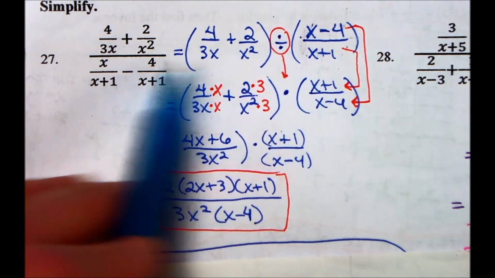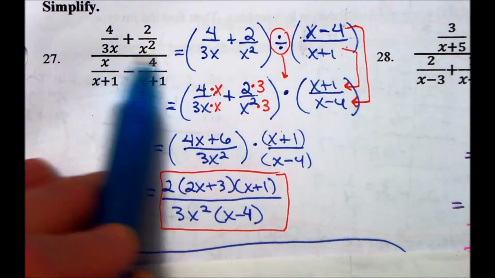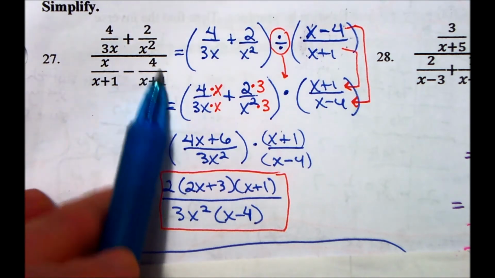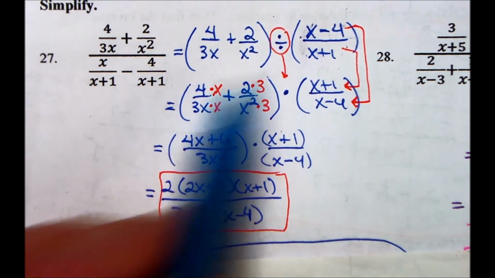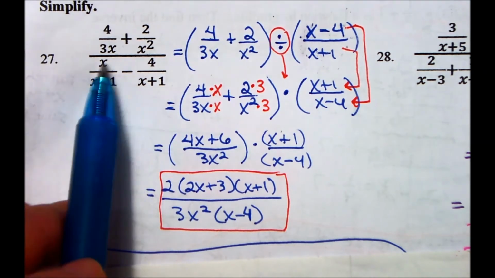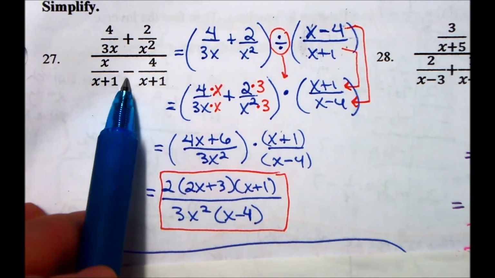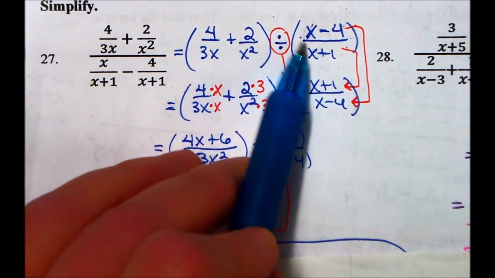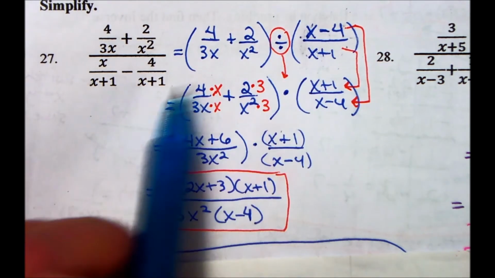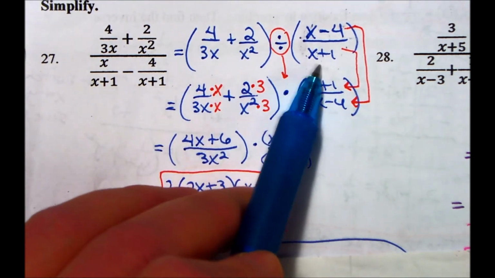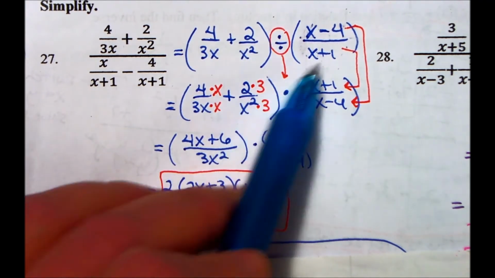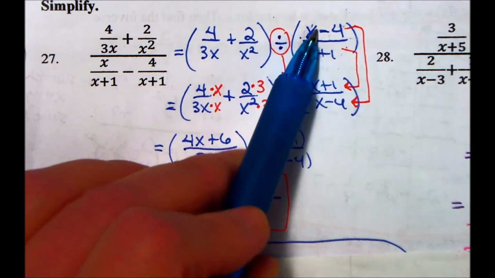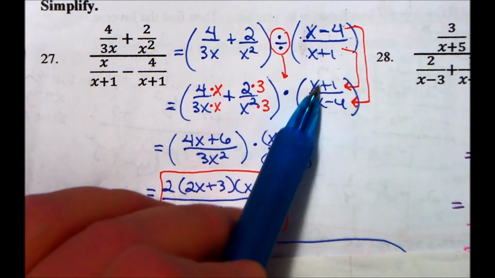This division sign is from my big fraction bar here. Now in the denominator, what was nice is that I already had the same denominator. So when you have the same denominator, you just need to subtract or add the numerators. So x minus 4, that's where I got that from. And then the denominator was x plus 1. When you're dividing, you can multiply by the reciprocal. So the x minus 4 goes in the bottom, the x plus 1 goes at the top.